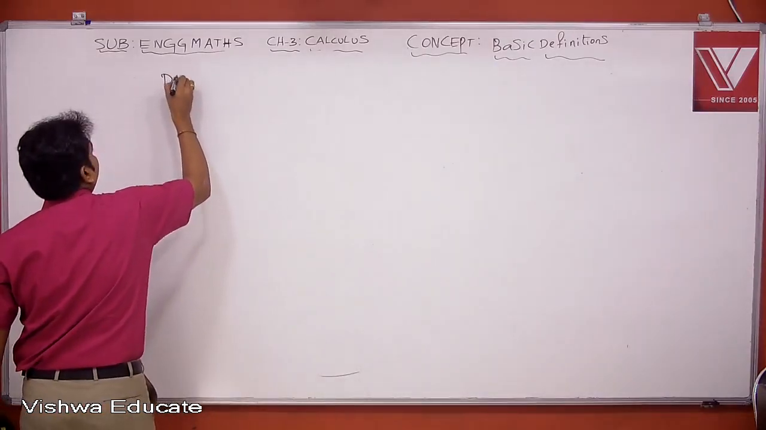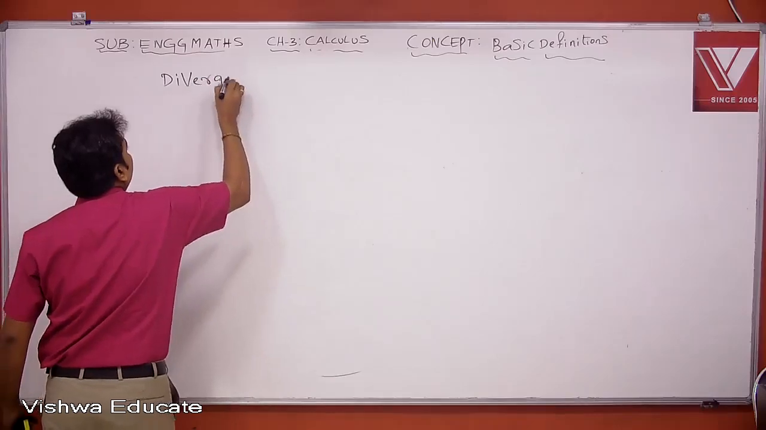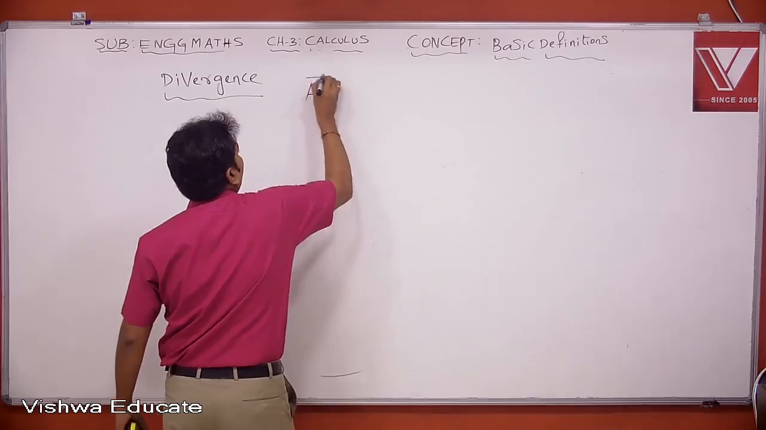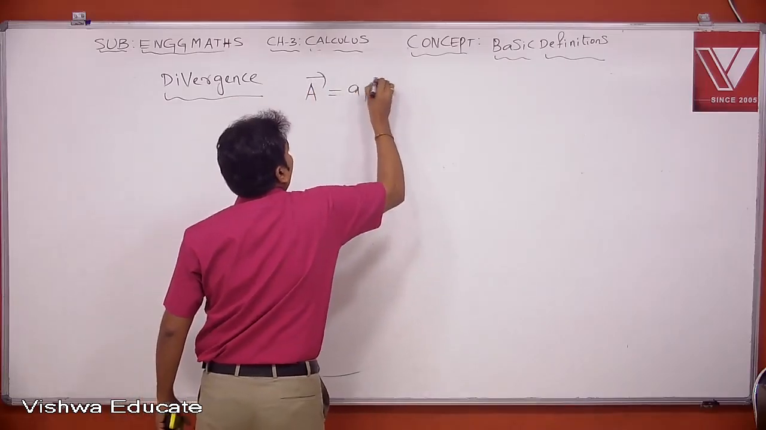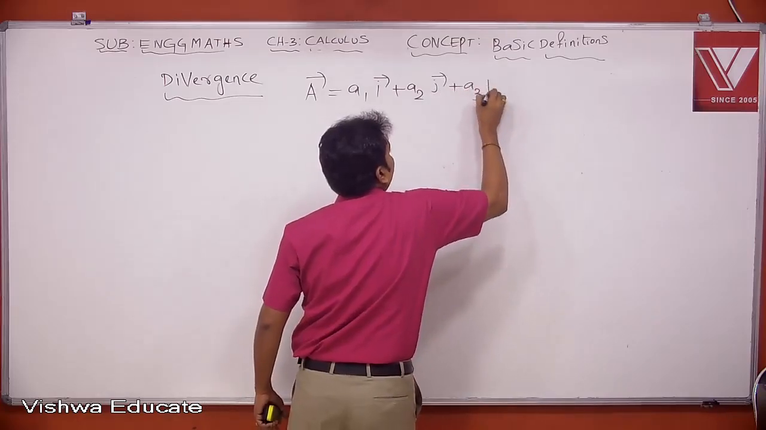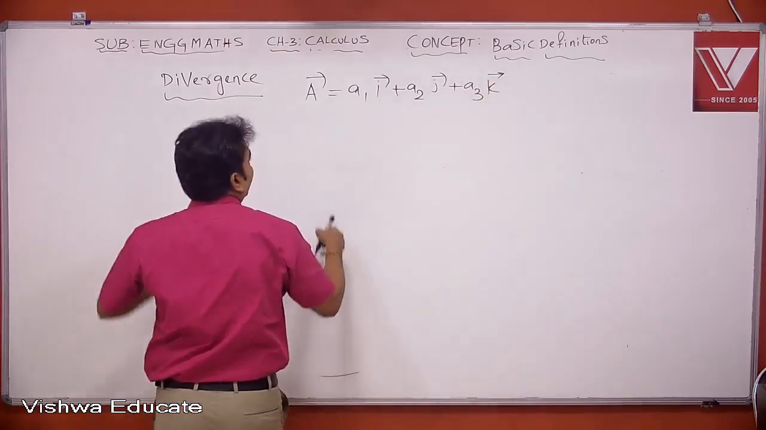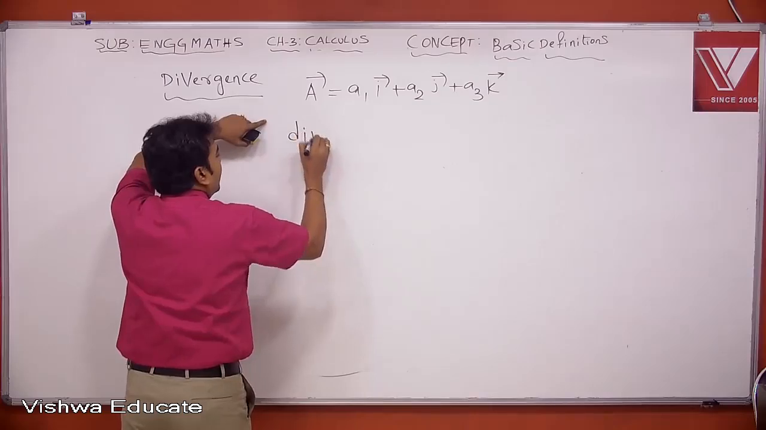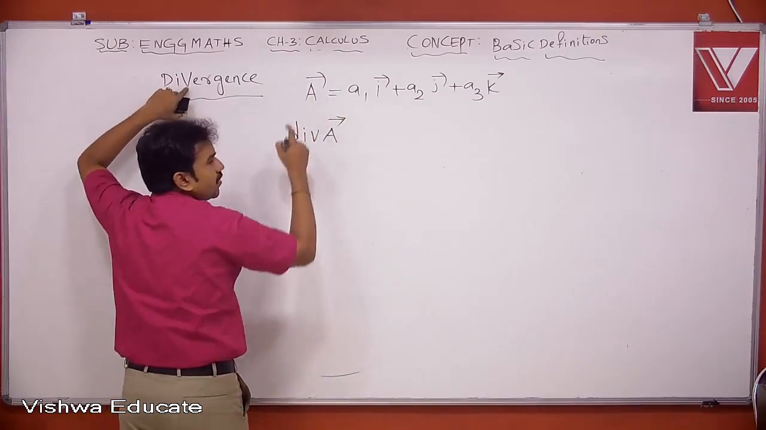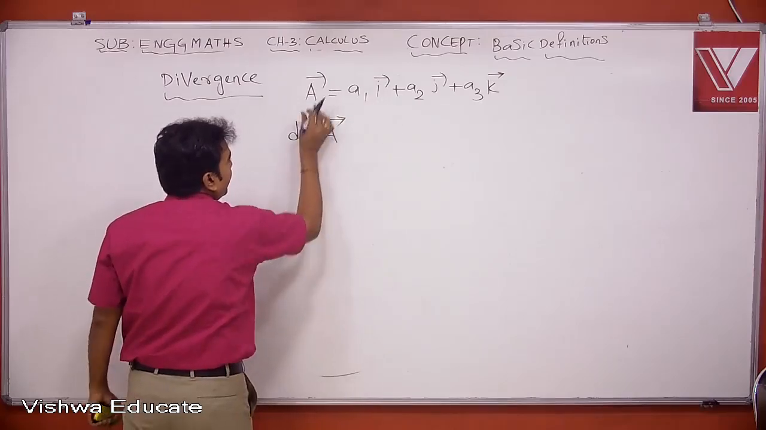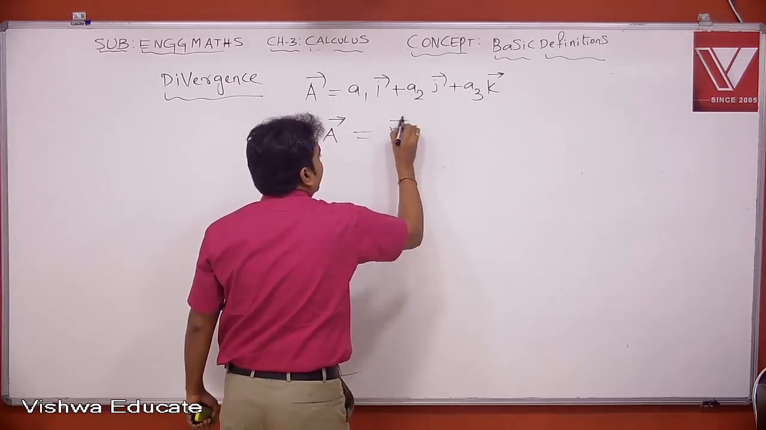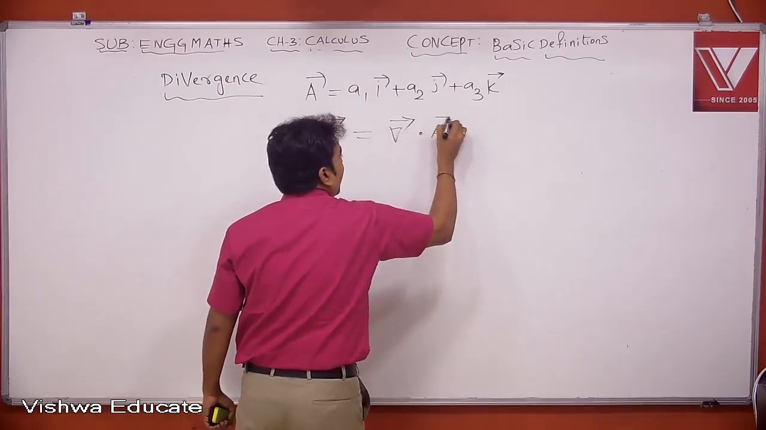Next definition, divergence. Suppose we have a vector A bar equal to A1 i bar plus A2 j bar plus A3 k bar. This is my vector A bar. Now the divergence of this vector is denoted by div A bar. So we can discuss divergence for vectors. The divergence of this vector is denoted by div A bar, which is given by the dot product of del bar and A bar.